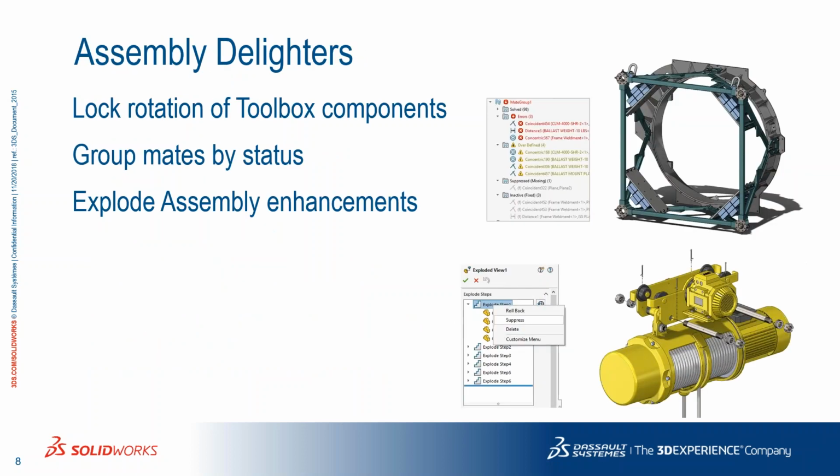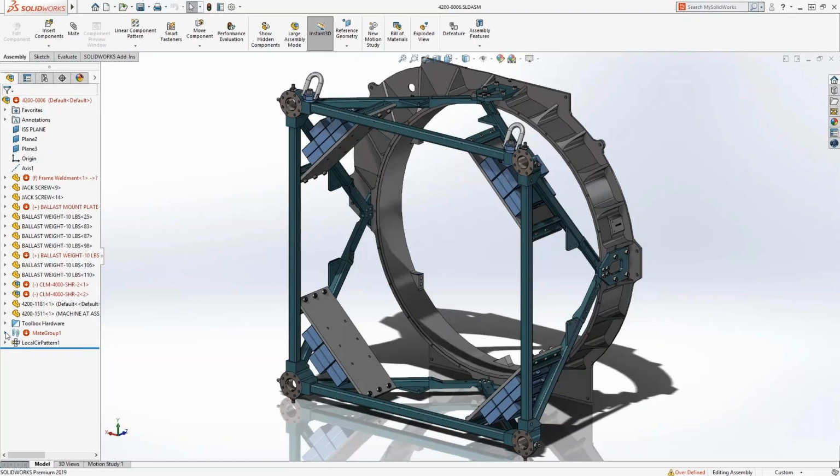So assembly delighters, we call these delighters because they tend to be small little enhancements, but these enhancements increase productivity greatly. So they're little small things that just put a smile on your face, the way I think of them. So toolbox, locking the rotation of toolbox components, grouping mates by status, assembly explode enhancements. Let's take a look at how this works.